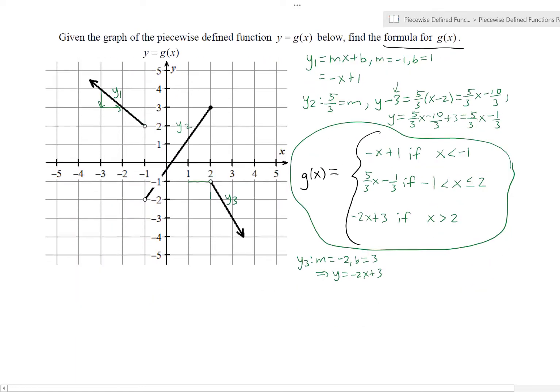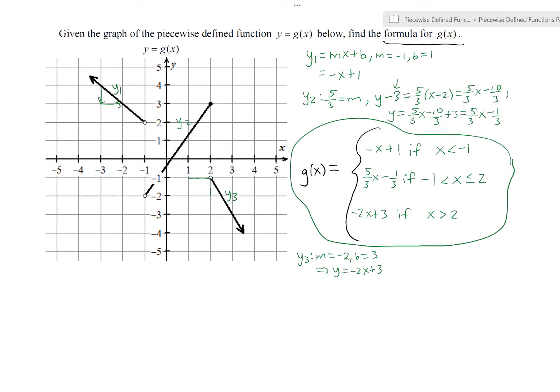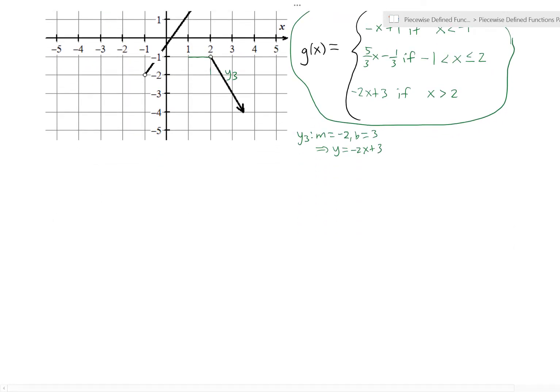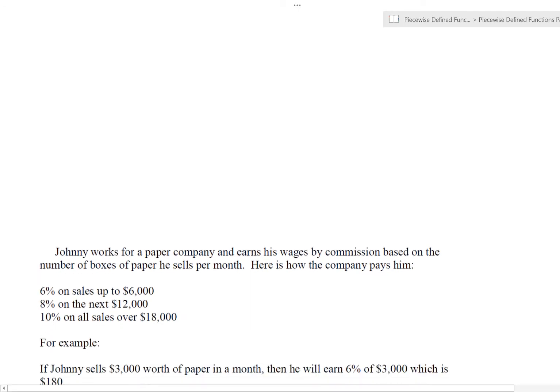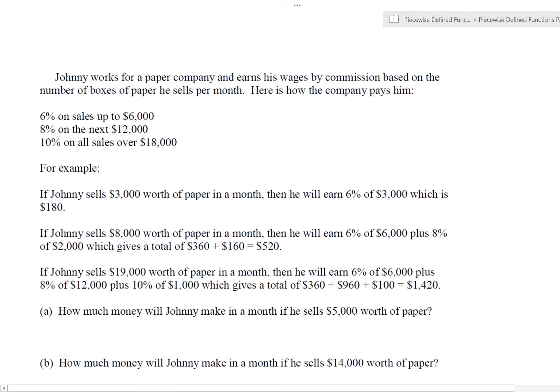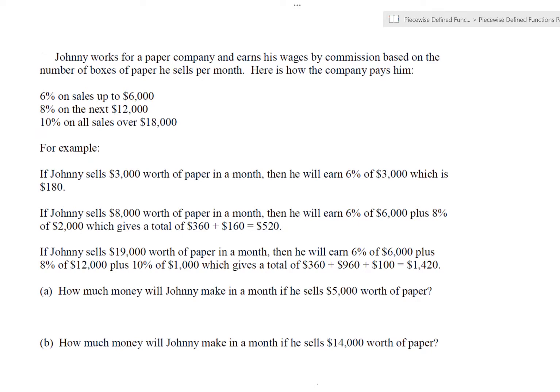Nice function. All right. Next example, which will be the last example in this video, is an application, a real-world problem. It's kind of a silly one, but it gets across the point that we have to apply what we know about piecewise functions to a particular real-world situation. And here's the situation. There is some person named Johnny that works for a paper company. I wonder what paper company it is. And earns his wages by commission based on the number of boxes of paper he sells per month.